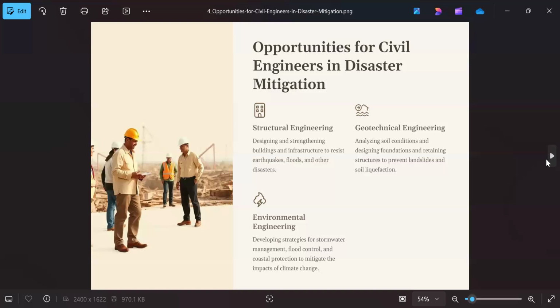So the opportunities for civil engineers in disaster management can be categorized into three parts: the structural engineering part, wherein the designing and strengthening of buildings and infrastructure is important. And then analyzing the soil condition and designing foundations comes under the geotechnical engineering category. And the environmental engineering, because as buildings are getting constructed, more and more forests are getting destroyed and new areas are coming up. So there's some climatic change, and those climatic changes will bring disasters. So it is important to develop strategies for storm water management, flood control, etc.